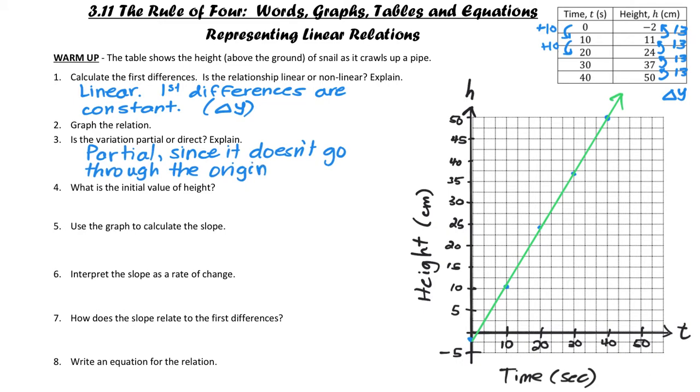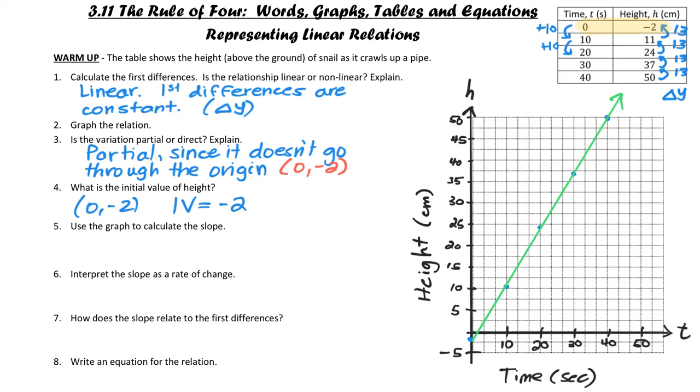And in fact, because we are given the table of values, we don't even have to read it off the graph. We can just read the starting point from the table of values. So that starting point was 0, -2. If it was direct, what would that point be? 0, 0. Perfect. Okay, what's the initial value of the height? Robin? Perfect. So we can say, okay, yeah, we know that it was 0, -2. So the initial value is -2. We can see it on the graph. We can see it on the table.